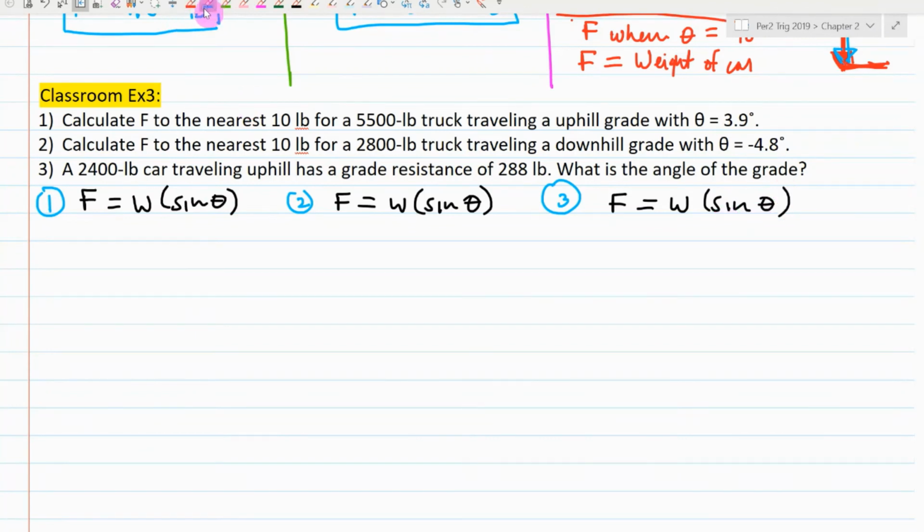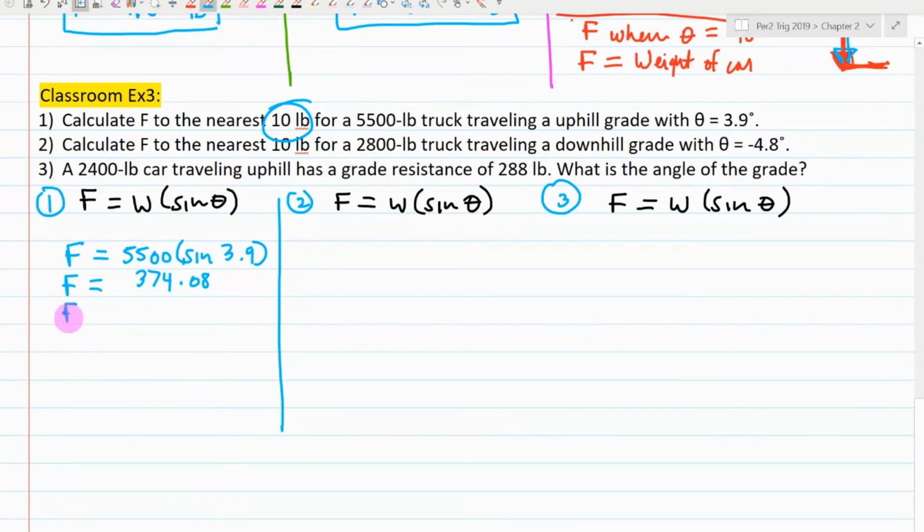All right, so for number 1, we're going to have 5,500 times sine of 3.9. So this is going to be 374.08 to the nearest 10 pounds. So 370 pounds rounded. This is the grade resistance.